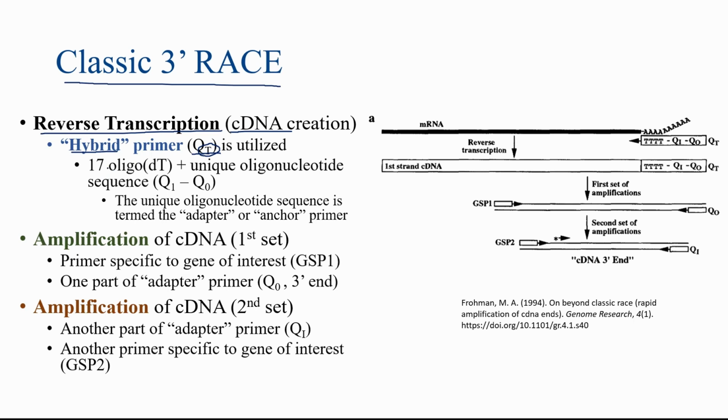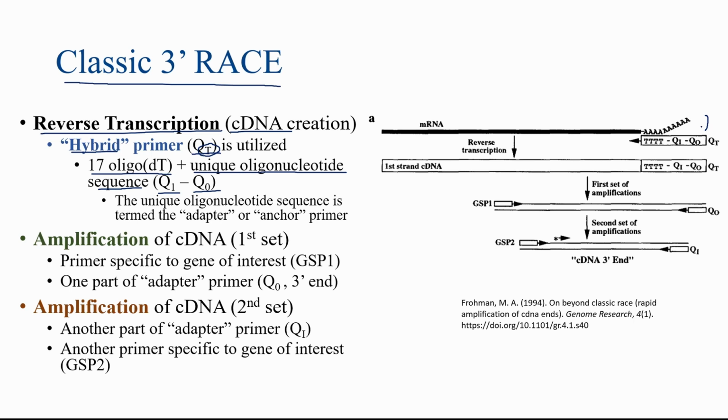Now, the hybrid primer, or QT, or Q-total, consists of a sequence that has a part that consists of an oligodeoxythymidine. Here you can see that the hybrid primer consists of 17 oligodeoxythymidine bases, as well as a unique oligonucleotide sequence, which consists of an internal part called QI and an outer part called QO.